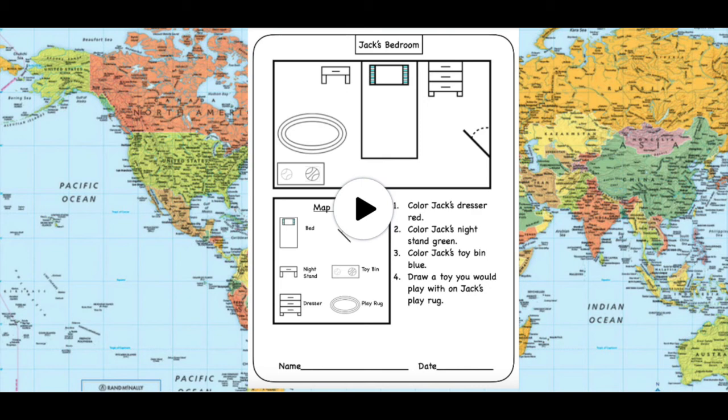For instance, number 1 says to color Jack's dresser red. So you need to use your key to figure out what is the dresser, and then color that red. Make sure you're following these instructions and these colors. Otherwise, we won't know if you knew what those keys were, what the symbols in the key were telling you.